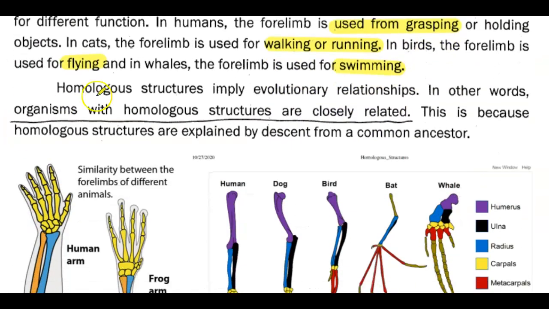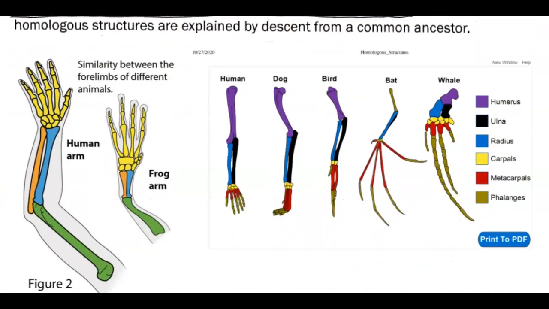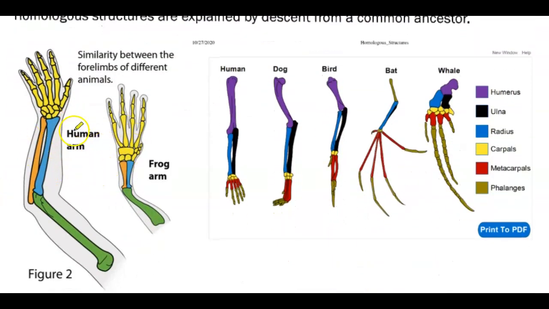All right, homologous structures imply evolutionary relationships. In other words, organisms with homologous structures are closely related to each other, because these structures are explained by descent from a common ancestor. I have a couple pictures here to show you. The first one over here is the human.